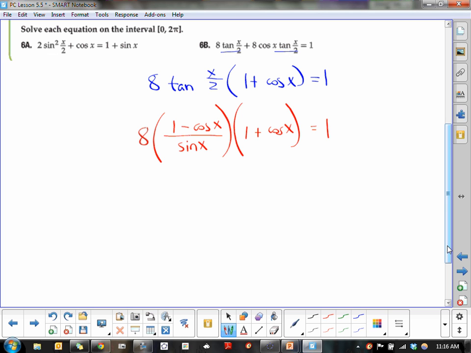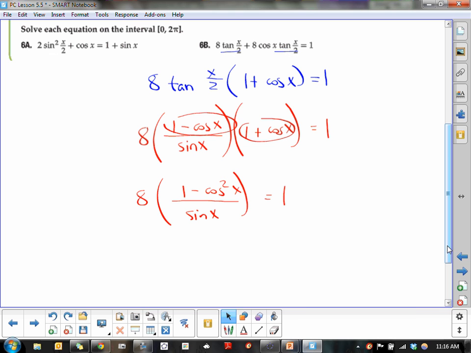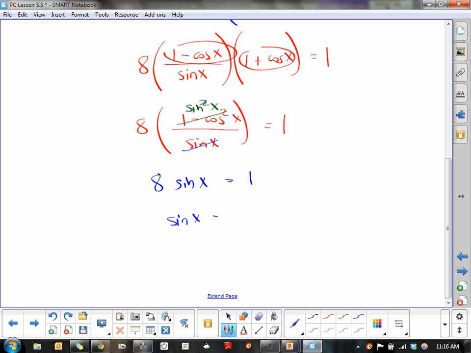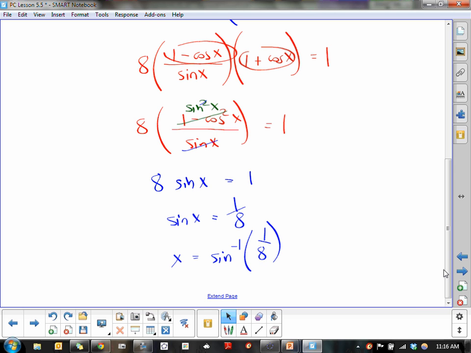So we're going to multiply straight across. So it's going to be 8 times these two multiplied together give you 1 minus cosine squared of x all over sine of x equals 1. Oh, that's the sine squared of x. Sine cancels, so it's just sine. It's 8 sine of x equals 1, because we can get rid of one of those powers. Divide by 8. 1 over 8. So sine of x equals 1 over 8, which means x is equal to the angle whose sine value is 1 over 8. And we don't know that.